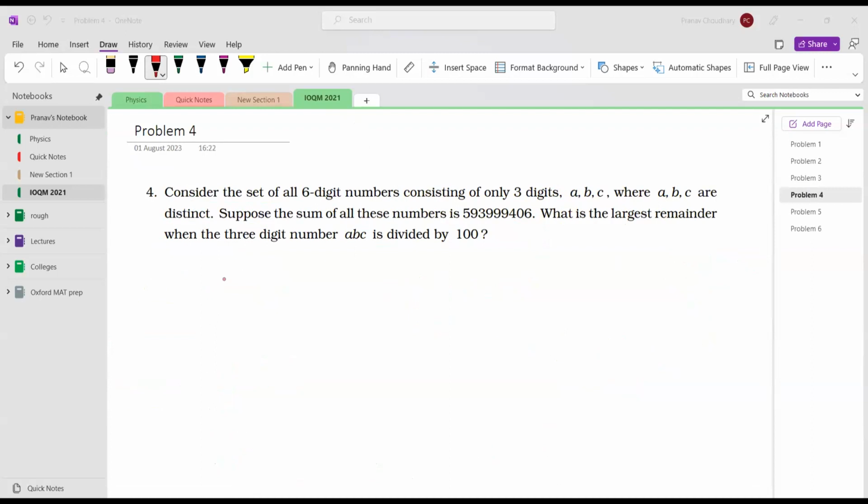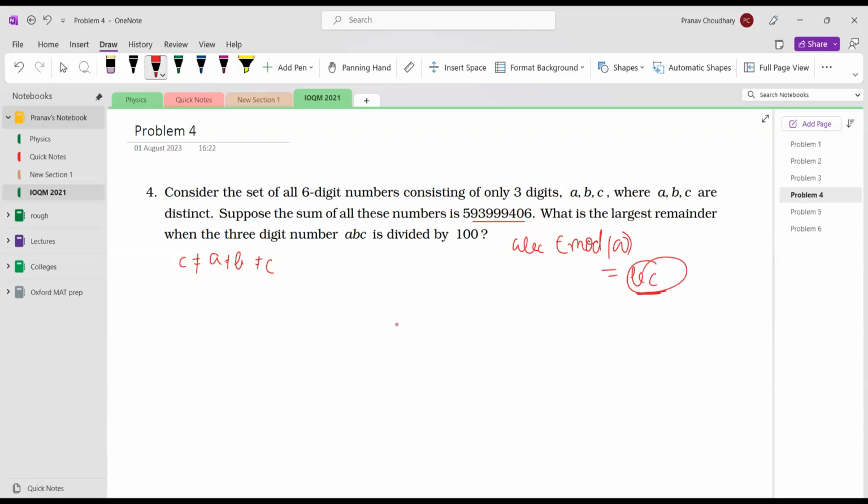So this question says, consider the set of all 6-digit numbers consisting of only 3 digits A, B, C, where A, B, C are distinct. So we are given A not equal to B, not equal to C. Suppose the sum of all these numbers is something. What is the largest remainder when the 3-digit number ABC is divided by 100? So it asks what is the remainder when ABC is divided by 100. This is just basically BC. So we have to maximize this number BC in some way.